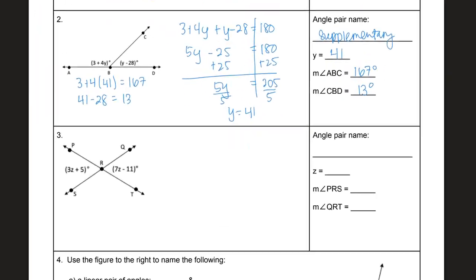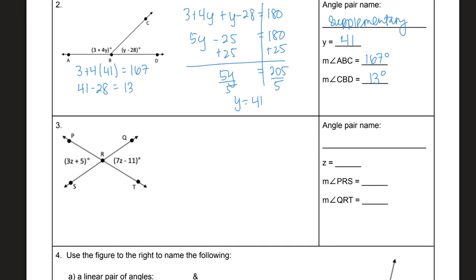All right, looking at number 3. So number 3, I see that we have intersecting lines, and the angles that we're looking at are directly across from each other. So these are going to be vertical angles. And remember that vertical angles are congruent, which means that the angle measures are equal.